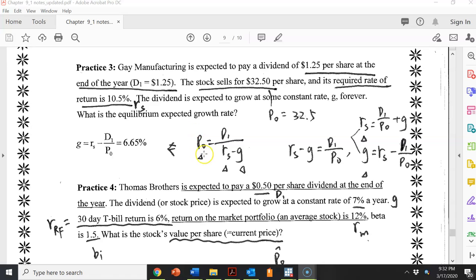From the original model, P0 equals D1 over RS minus G. We can put RS minus G on the left-hand side. It equals D1 over P0. And if we put G on the left-hand side, it becomes G equals RS minus D1 over P0. We know all these 3 numbers, RS, D1, and P0, are given. So we can solve for G as 6.65%. Equivalently, RS is D1 over P0 plus G.